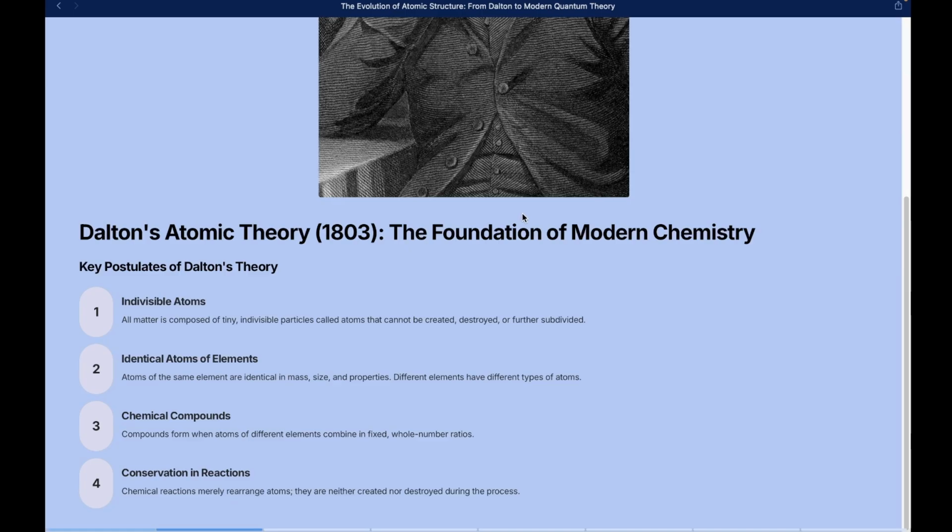So, Dalton's model laid the foundation, but it could not explain the internal structure of the atom. So, let's move on to the next atomic model to see how scientists improved it further. Let's explore Thomson's atomic model.